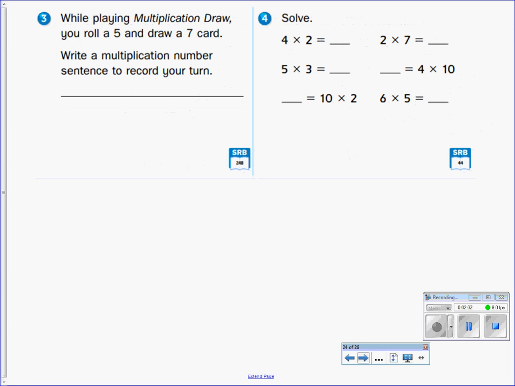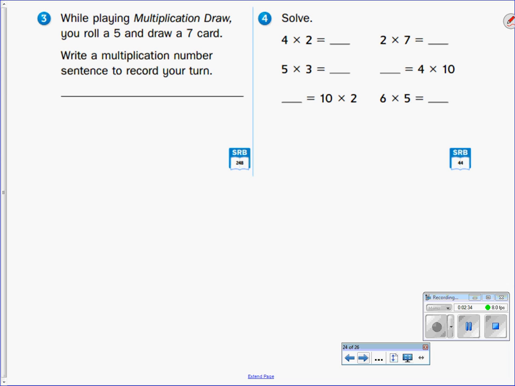All right, on the next one, number 3. While playing multiplication draw, you roll a 5 and draw a 7 card. Write a multiplication number model, number sentence to record your turn. Okay, on multiplication draw, that's an everyday math game if you haven't played yet. What you do is you roll 1 dice, and that's your first factor, and then you turn a card up, and that's your second factor.